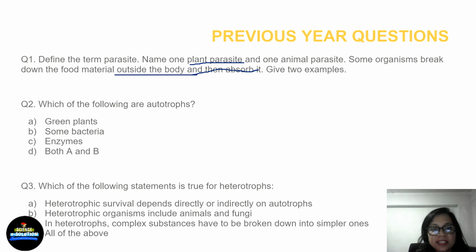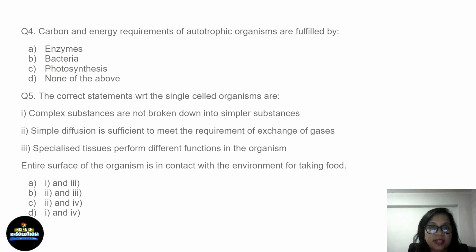Which of the following statements is true for heterotrophs? Heterotrophic survival depends directly or indirectly on autotrophs. Heterotrophic organisms include animals and fungi. In heterotrophs, complex substances have to be broken down into simpler ones. So all of the above. I think the answer will be D, that is all of the above.